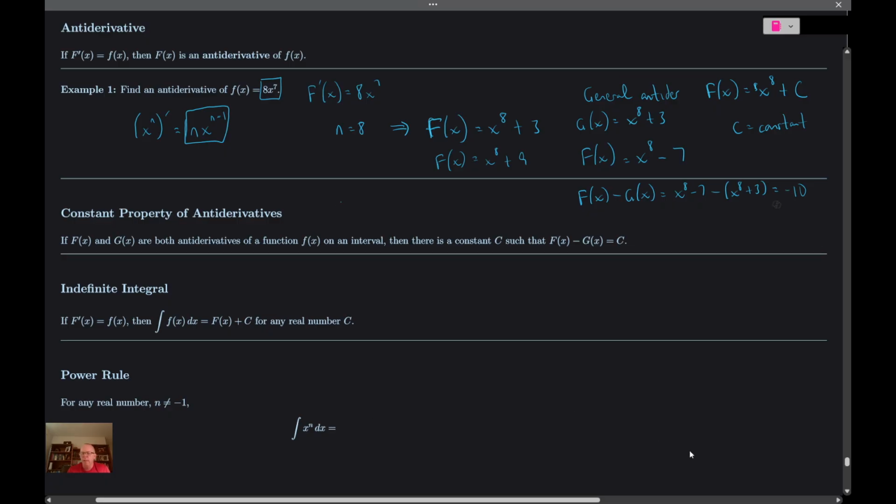All right, so the next thing is what's called the indefinite integral. Antiderivative and integral are very similar ideas.